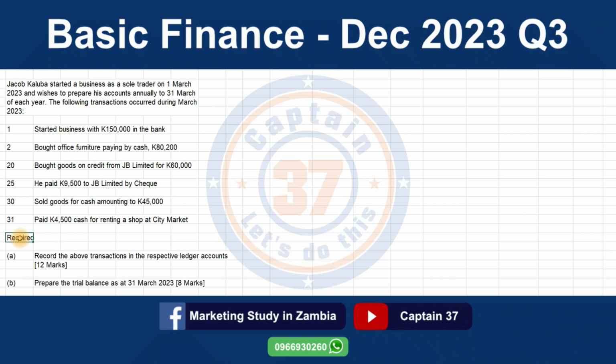We are required to do two things. A, to record the above transactions in the respective ledger accounts. This is for 12 marks. And B, to prepare the trial balance as at 31st March 2023. This is for 8 marks. So let's proceed and start with A. We are going to record the above transactions in the respective ledger accounts.